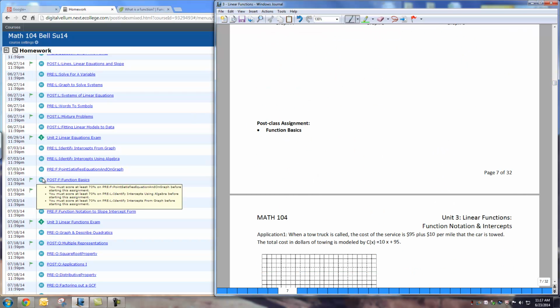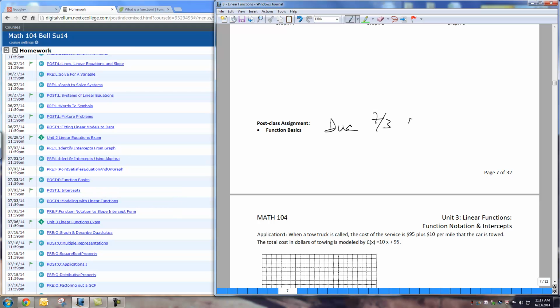So your functions basics assignment is due 7/3 at midnight. Now there's not any paper homework to turn in with this assignment, but with the intercepts assignment there is. So let's move on a little bit more.